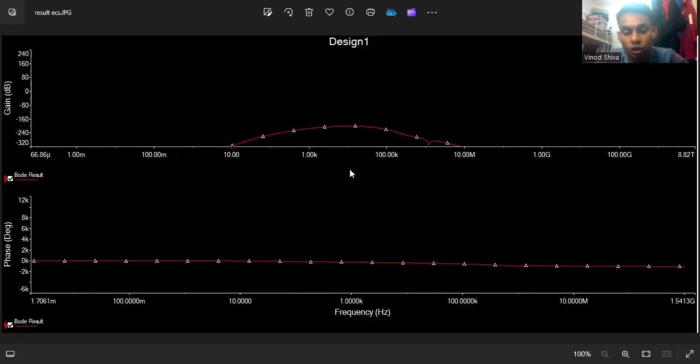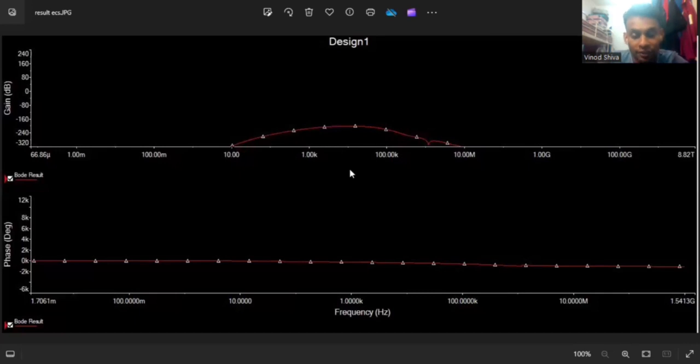The red curve shows the gain response of the system across the frequency spectrum. The gain starts very low, around negative 320 dB at the lowest frequencies, increases to a peak value around 10 kilohertz to 100 kilohertz, and then decreases again at higher frequencies.